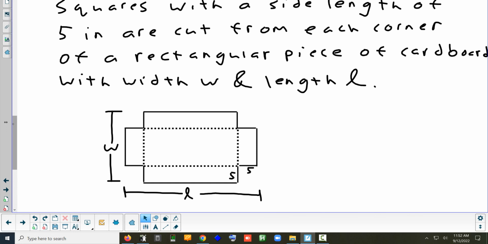The rectangular piece of cardboard has a width and a length marked right here. When I say the width, it's the whole original piece of cardboard, and the length is the original length of the piece of cardboard before you cut the corners out. Length is not just the length of the tray after you fold the sides. Just to be clear about that.